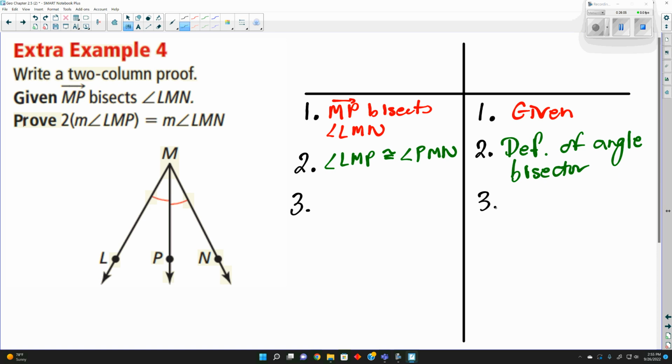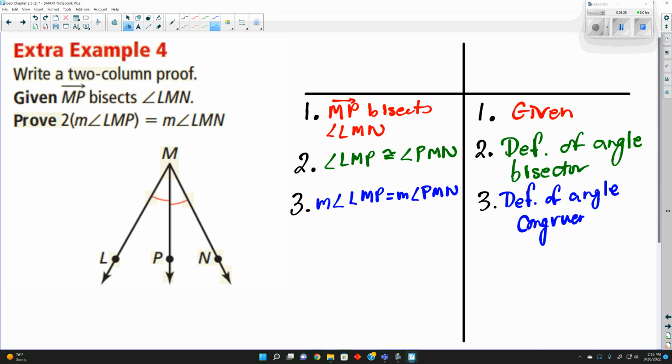If the angles are congruent, it means that their measures are equal. So we can say the measure of angle LMP is equal to the measure of angle PMN. Definition of angle congruency. LMP is equal to PMN.